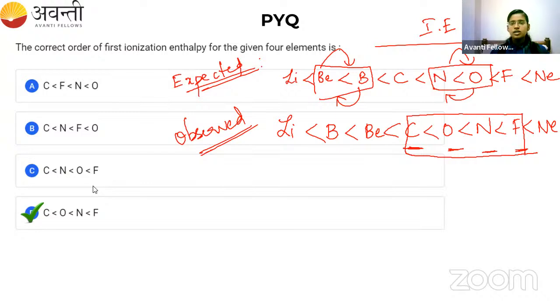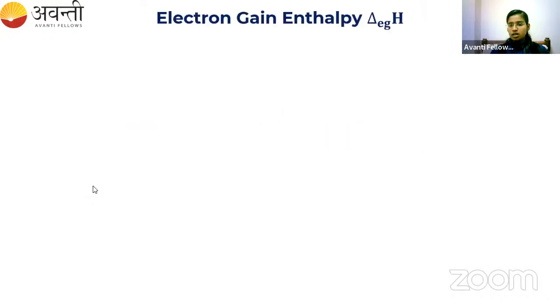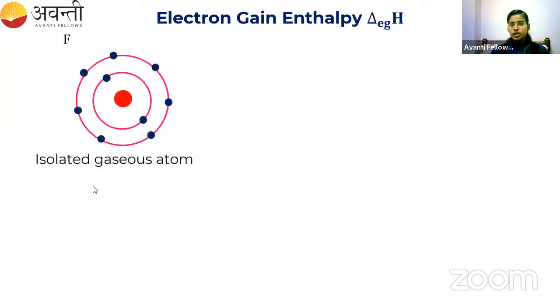So this is all about the ionization enthalpy. The next is electron gain enthalpy. What is electron gain enthalpy? So let me take an atom. I'm going to take fluorine, which has the atomic number 9, and the electronic distribution will be 2 and 7 in the shell. So the outermost shell has 7 electrons, and if it gains 1 electron, it will attain the noble gas configuration, which is fully filled configuration.